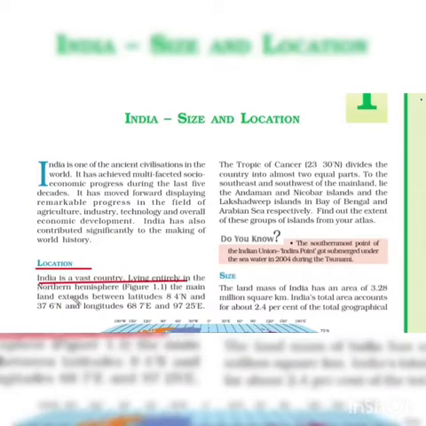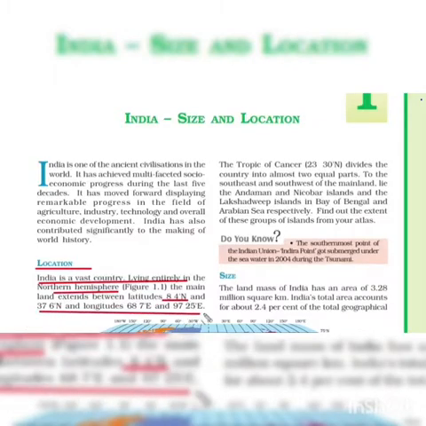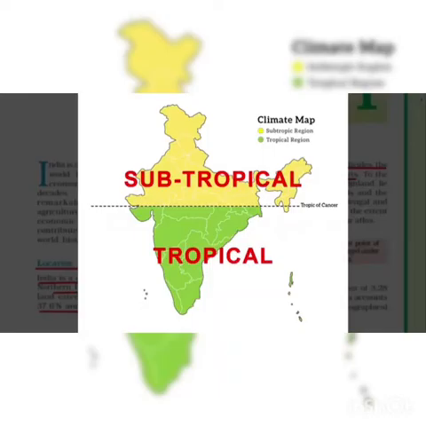India is a vast country, lying entirely in the northern hemisphere, which means above the equator. So these are the latitudes and longitudes of our country. The Tropic of Cancer divides our country into two equal parts. The part below the Tropic of Cancer is also called tropical region, and above it is called subtropical region.